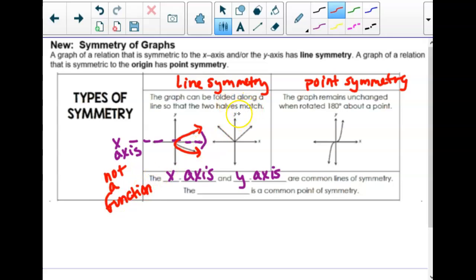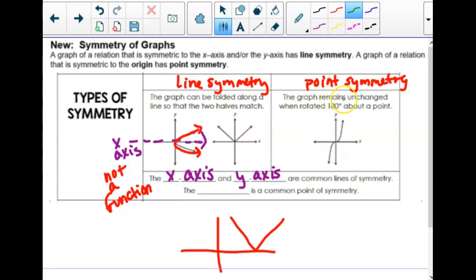But y-axis symmetry is super important, and we're going to talk a lot about y-axis symmetry. Now, to have y-axis symmetry, the y-axis has to run right through the middle of the graph. Okay? When you see a picture like this, it has a vertical line of symmetry, but it's not the y-axis, right? Everybody clear?